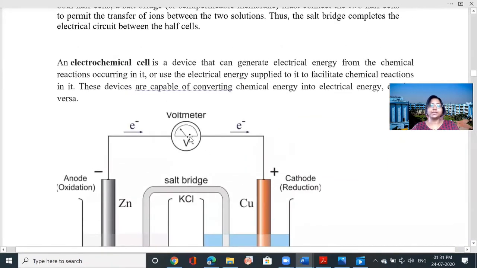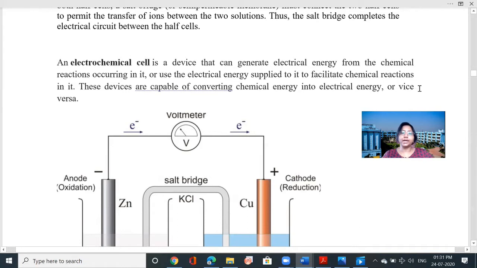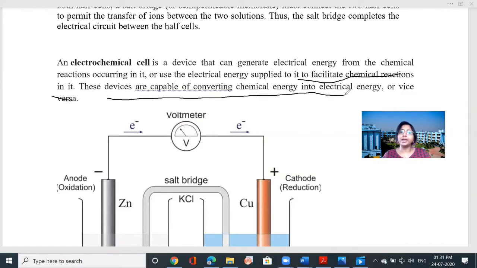Now look at this picture. The electrochemical cell is a device that can generate electrical energy from the chemical reactions occurring in it, or use electrical energy supplied to it to facilitate chemical reactions in it. These devices are capable of converting chemical energy into electrical energy. So you remember, this device is capable of converting chemical energy to electrical energy.